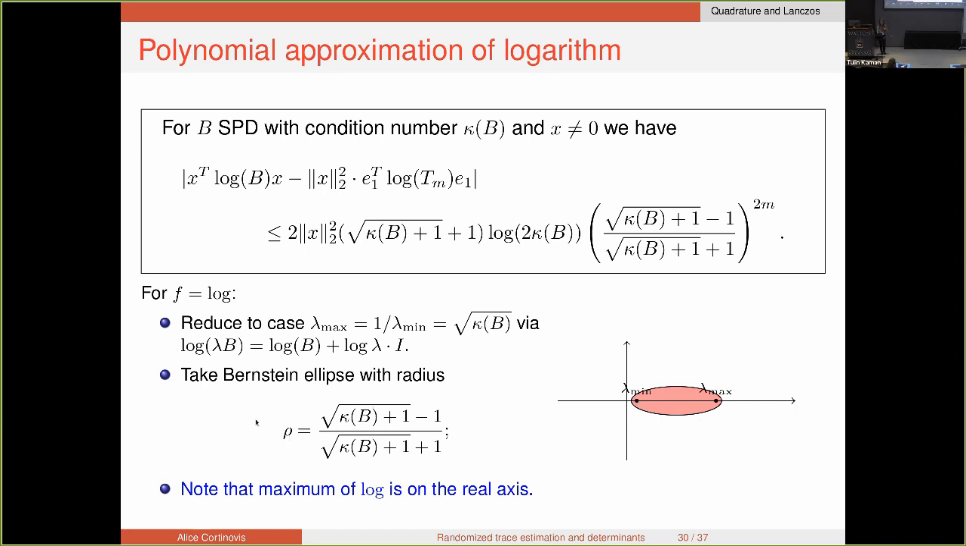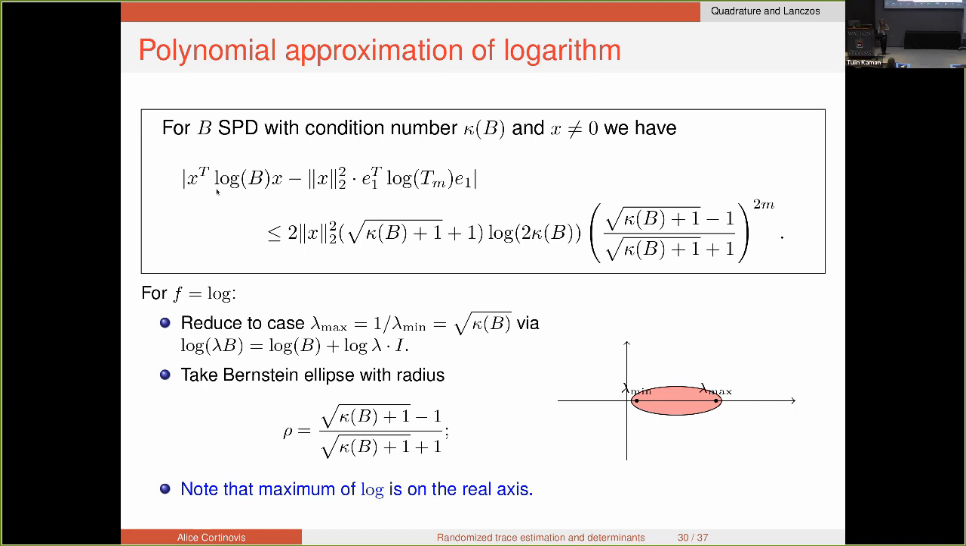Then you take the largest ellipse you can afford, and the elliptical radius is related to the condition number of the matrix B. So yeah, you can take something like this.